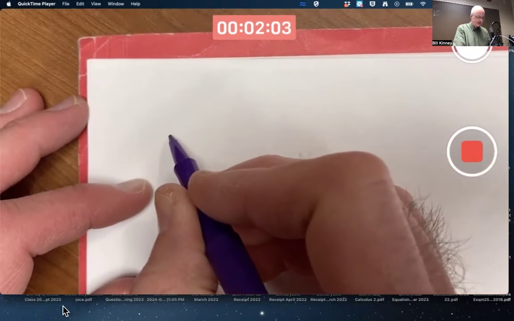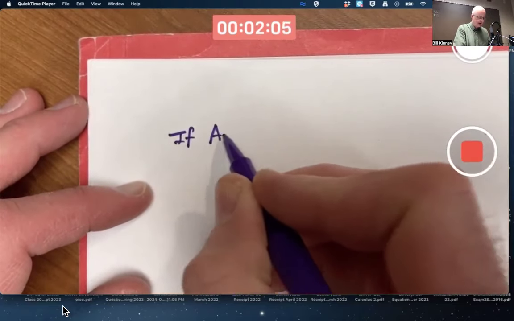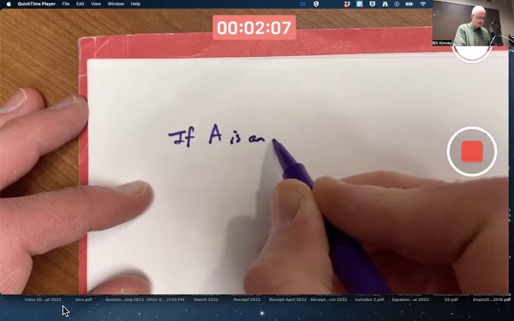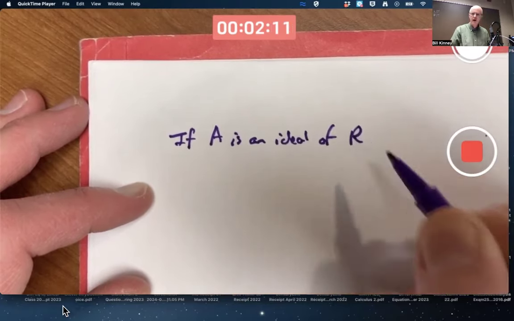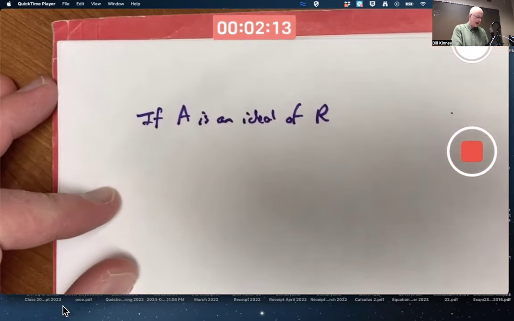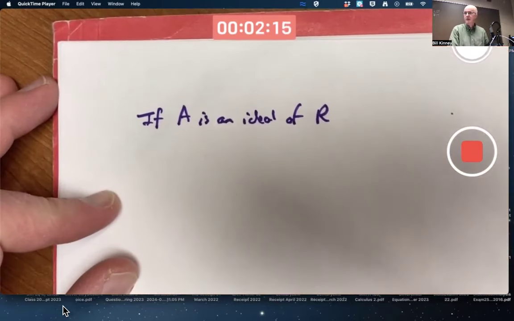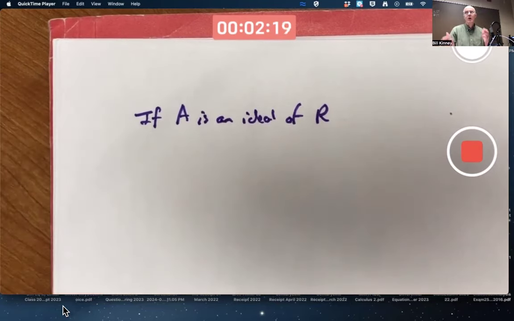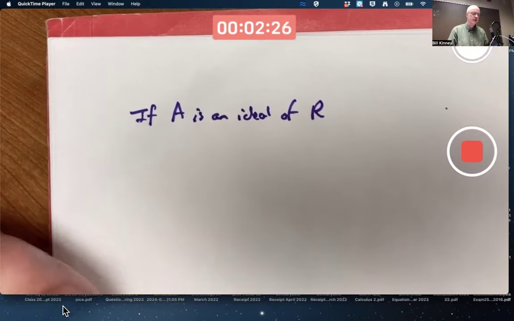So this problem says if A is an ideal of the ring R, which we're assuming to be a commutative ring with unity when we're talking about ideals. You can talk about ideals, one-sided ideals in rings that are not commutative, but to keep things simple, in our class, we assume the ring is commutative.